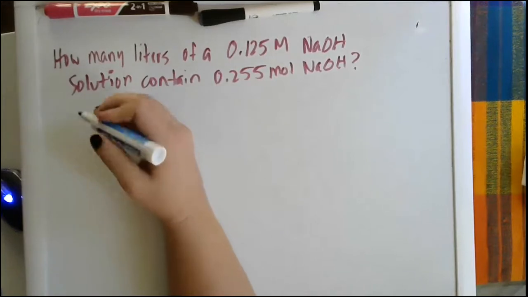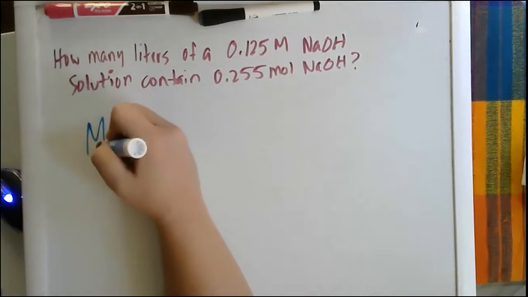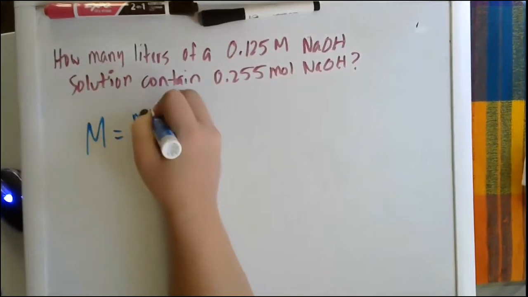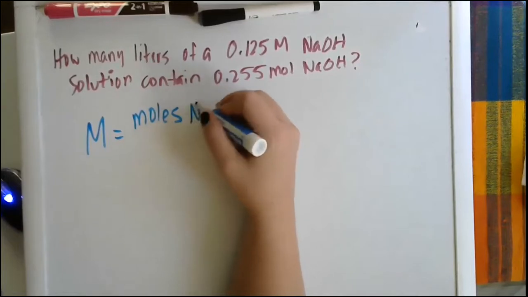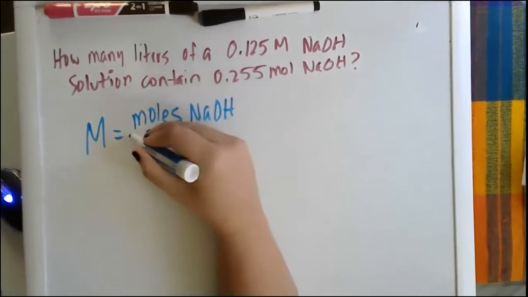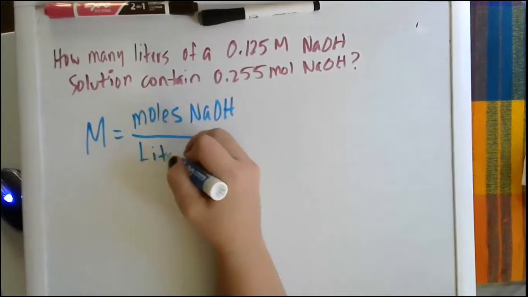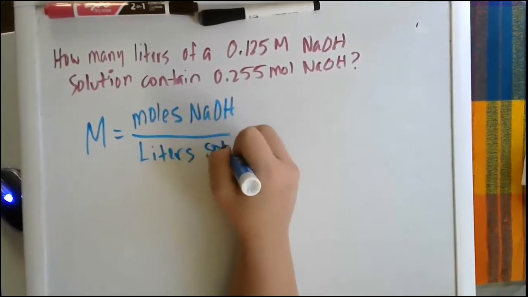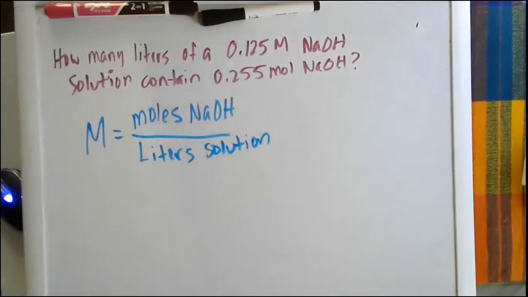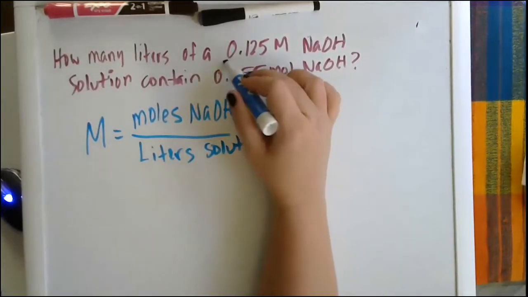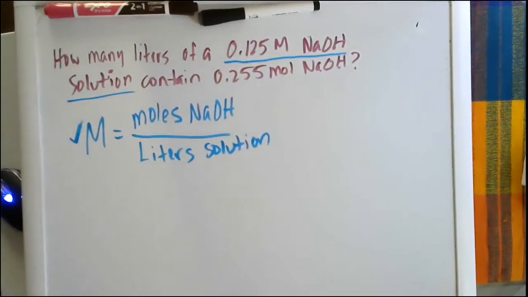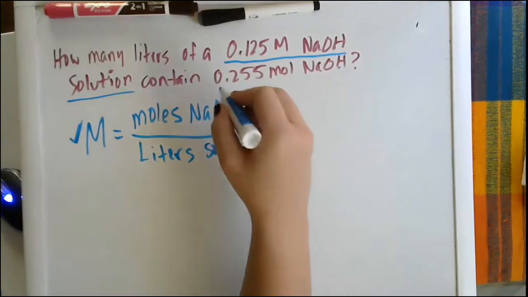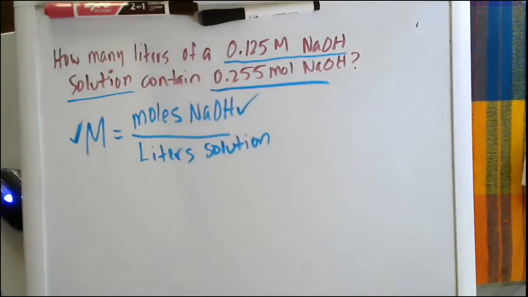Now again, we're going to start with our molarity expression. So molarity equals moles of our solute, which in this case our solute is NaOH, divided by liters of solution. All right. And now we're told that we have a 0.125 molar NaOH solution. So that's our molarity value. And we are told that it contains 0.255 moles of NaOH.